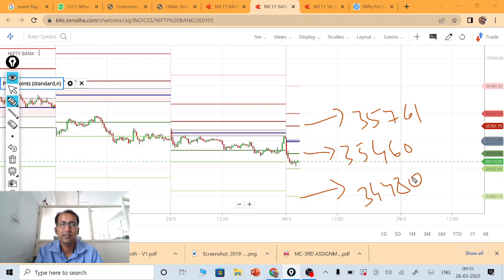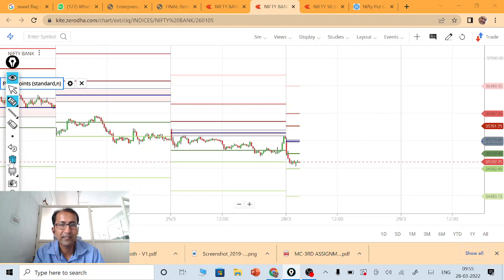Russian war news is overflowing, so anytime there can be falls or rises based on that. But the market texture is very weak, based on the open interest as well as on the chart. So it is always a sell on rise strategy you must follow.